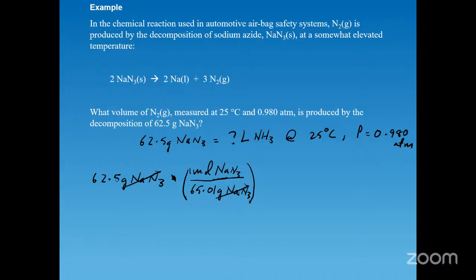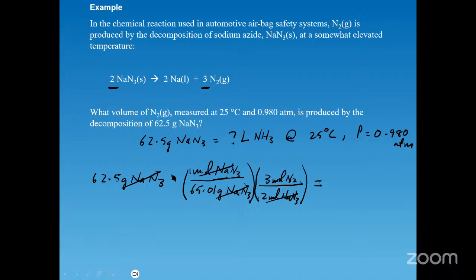Now, the next step is the mole ratio between the sodium azide and the nitrogen, right? The way we're going to deal with that is we're going to put 3 moles of nitrogen above as the numerator in this conversion factor, and 2 moles of sodium azide below in the denominator, all right? So that this will cancel out with that. So what I will do now is calculate the moles.